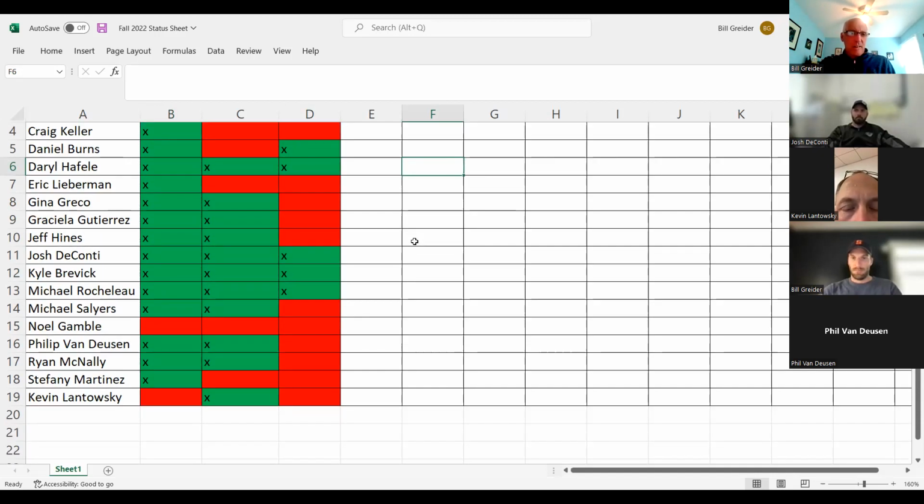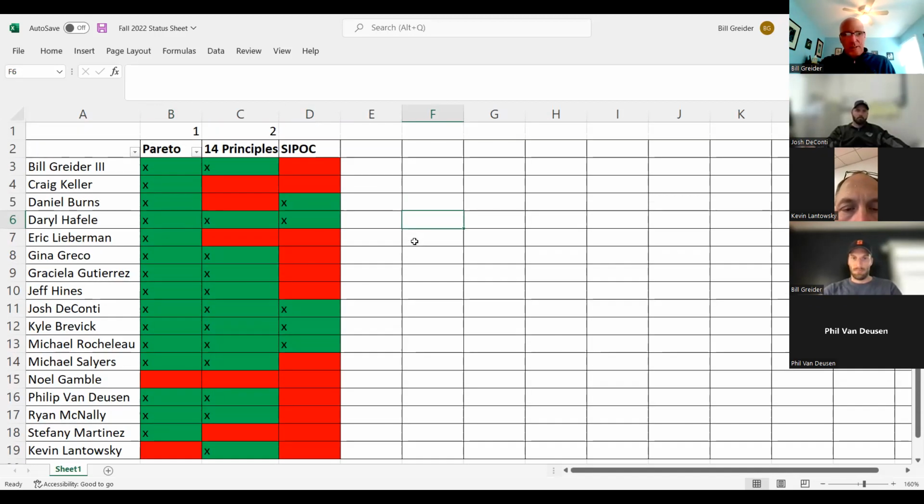This is the status sheet, so I'll just show it real quickly each week. Again, there's no urgency to getting everything done at once, but I like everybody to try all the different tools. We got two more people, Stephanie and Mr. Hines.